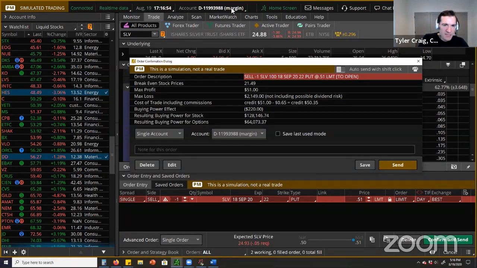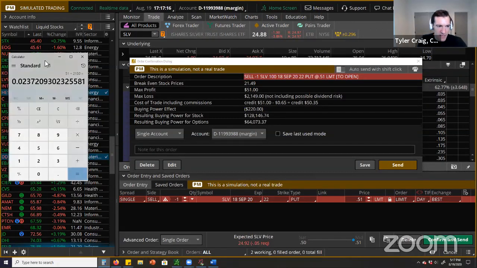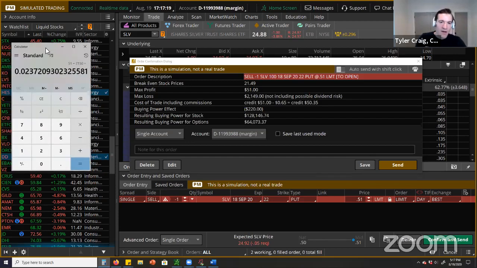this paper account is pretending it's a margin account, okay? So it's going to calculate the margin or the collateral I've got to put up as if I was in a margin account. I don't have to put up 2150. That's the max loss. It's only making me put up 220 bucks. So all of a sudden, what would have been just kind of an okay ROI in a retirement account, now $51 on 220, that's a 23% return. My ROI is like 10 times better if I can do this in a margin account versus an IRA account.